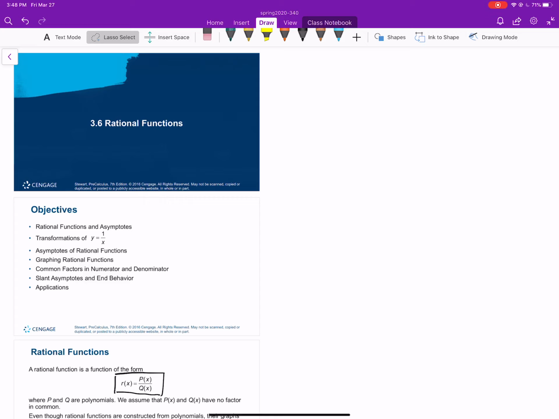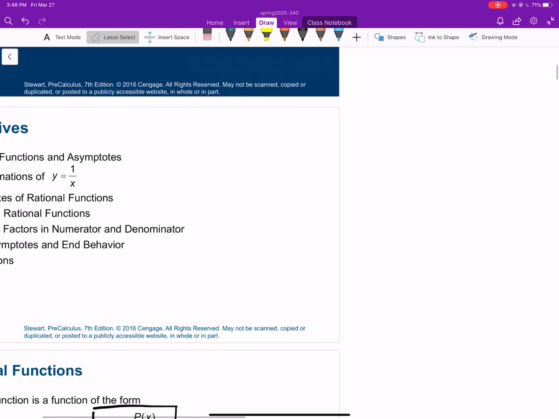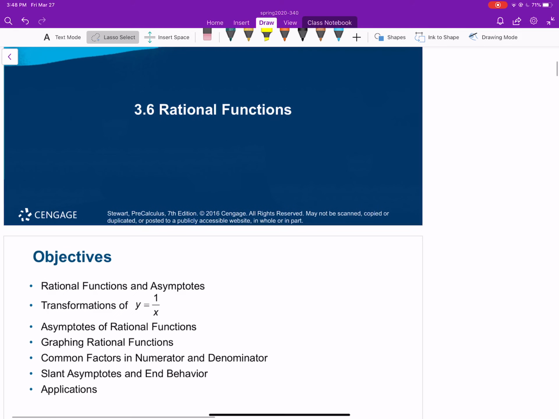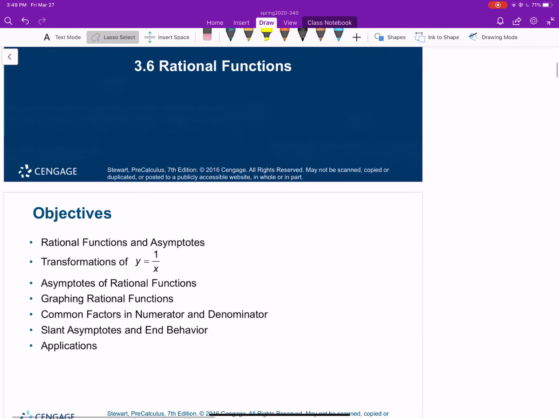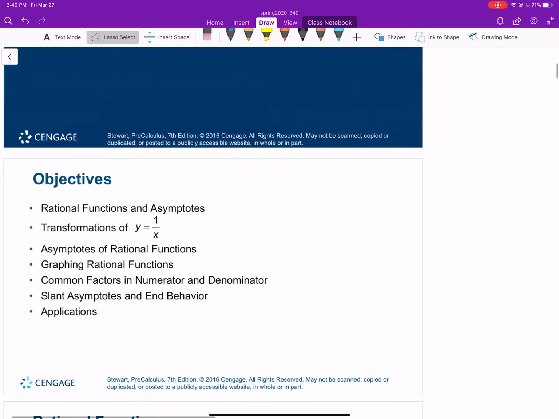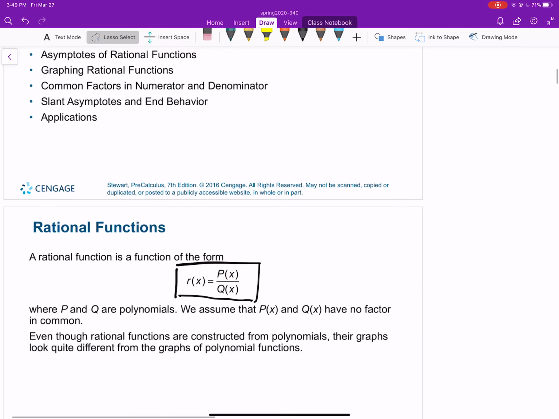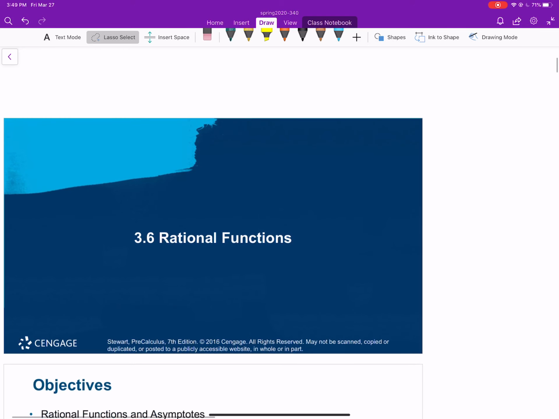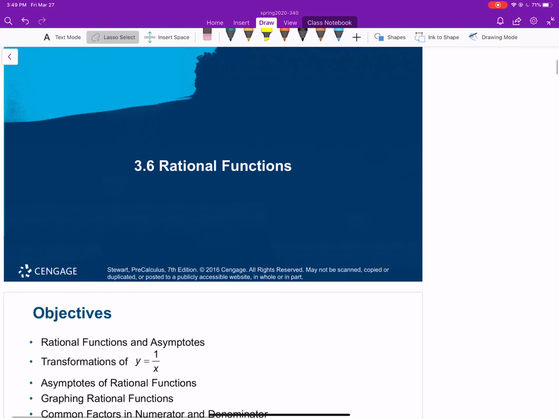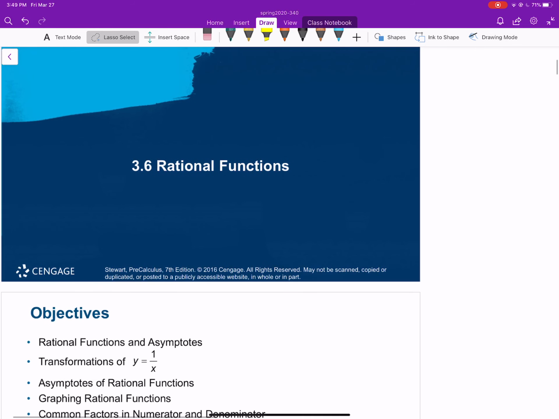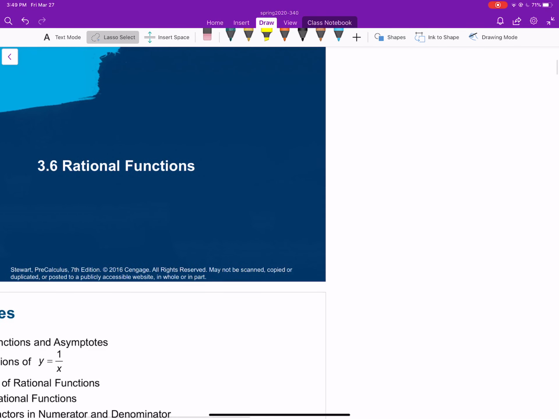Hello, class. Today we're going to look at section 3.6, rational functions. My goal is that as you watch this video, you make your own notes. The notes from the textbook are right here, and I'm going to go through each and every one of them. As I do that, I will also be making some supplementary notes on the side so that you can add that to your note taking. Okay, so let's delve into today's topic.